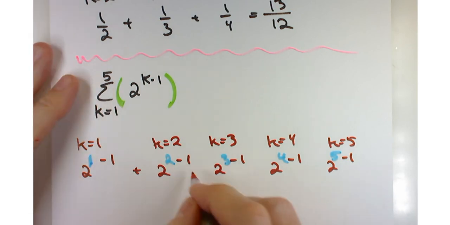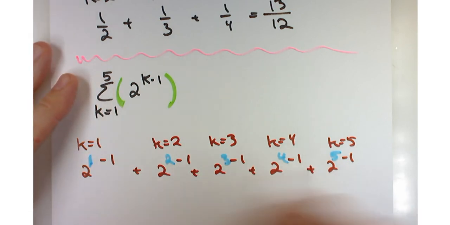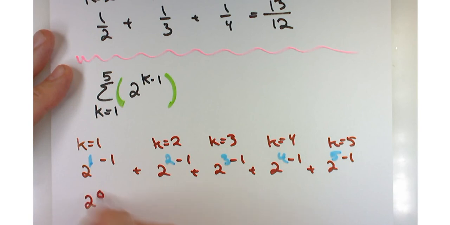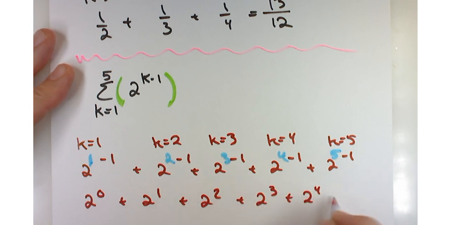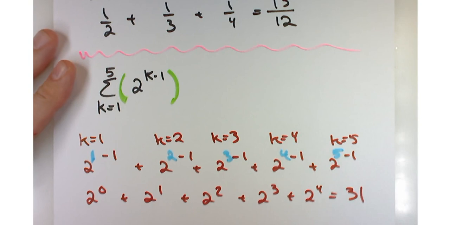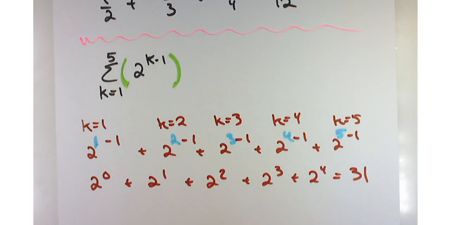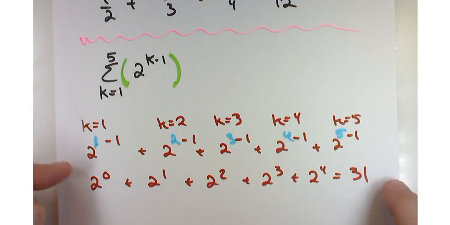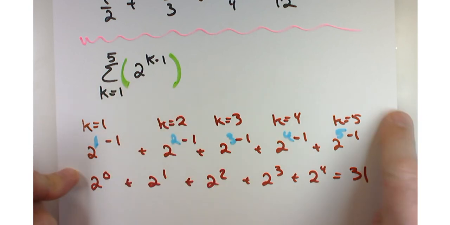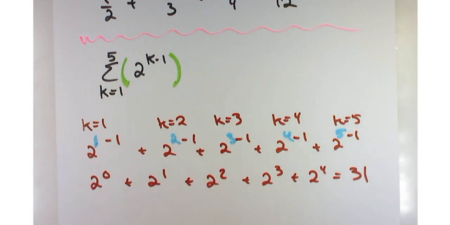You're adding these up as you go. So that's 2 to the 0, plus 2 to the first, plus 2 to the second, plus 2 to the third, plus 2 to the fourth. And if you take out your calculator and grind these all out, 1 plus 2 plus 4 plus 8 plus 16 gives you 31. Now, my interest here is not necessarily to get the number 31. It's just to help you understand this kind of notation.